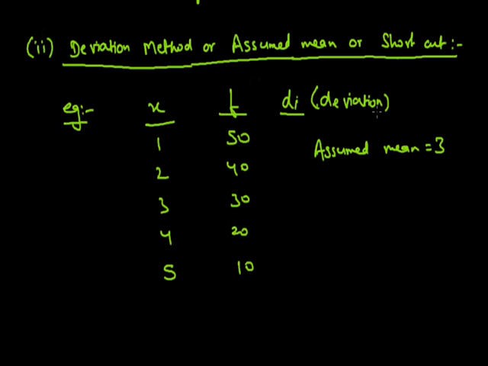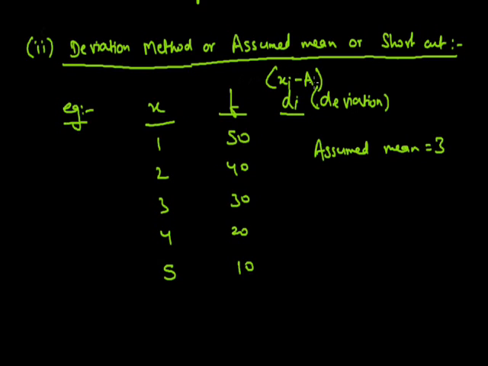Di will be taken as the deviation, or you can say the value which we'll get from the assumed mean. So what we can do now is subtract this assumed mean from each one of the observations. That is, for finding out the value of di, we subtract this assumed mean from each of the observations.